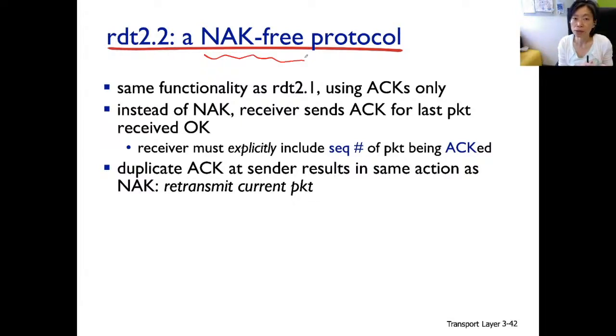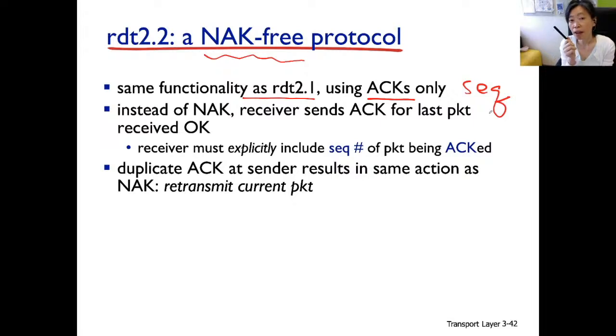So RDT 2.2 essentially says, let's not have 2 different packet formats, just have 1 acknowledgement packet, but add a bit in the acknowledgement packet, and we change the value in the bit to indicate whether it's a positive acknowledgement or a negative acknowledgement, all right? So same functionality as 2.1, but using only the ACK packet. The ACK packet will be carrying an extra bit. That is the sequence number bit.